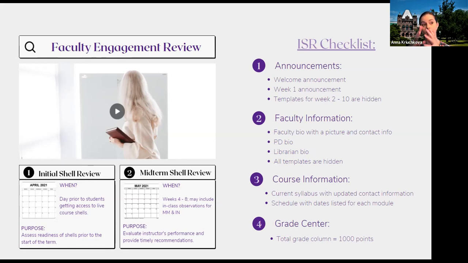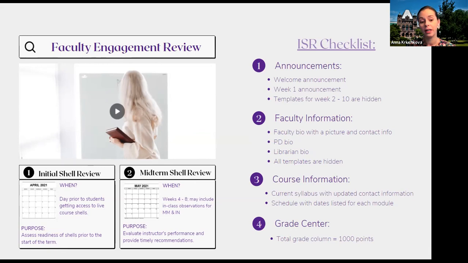So we update instructors on the enrollments first, the day prior to when they receive access to the live shell. And the second time, which is more accurate, the day prior to the initial shell review being conducted. So they're aware of how many students they should anticipate and whether there's any potential that the section might be canceling due to low enrollment. We consider it kind of like a courtesy practice, because we value the time of our instructors and we also value our own time.